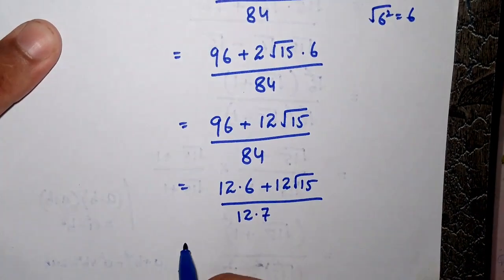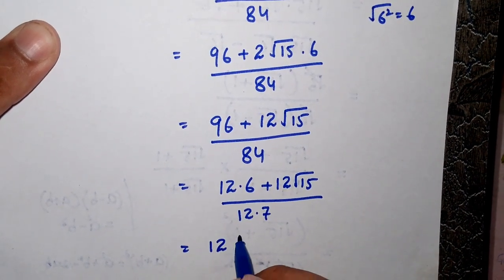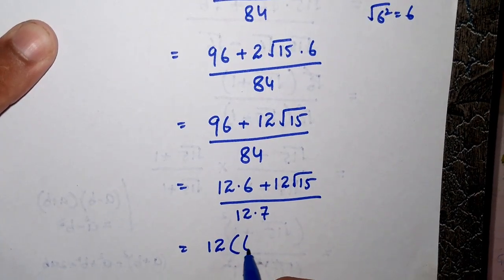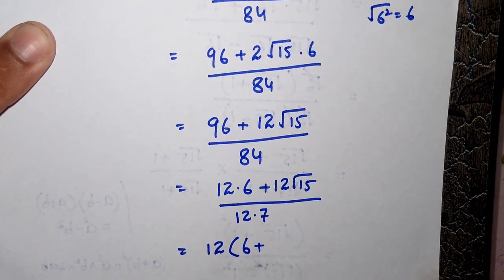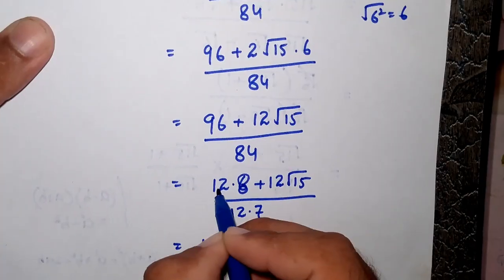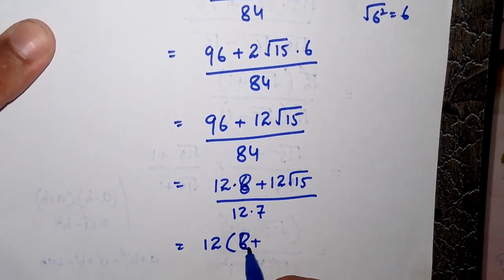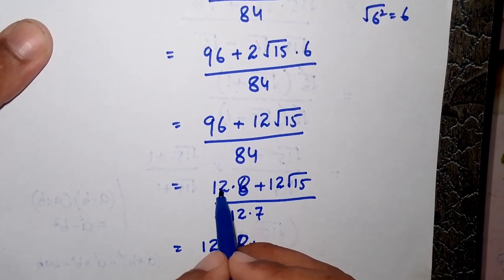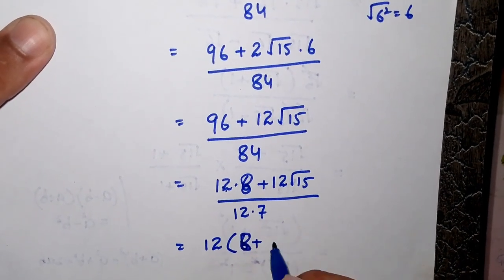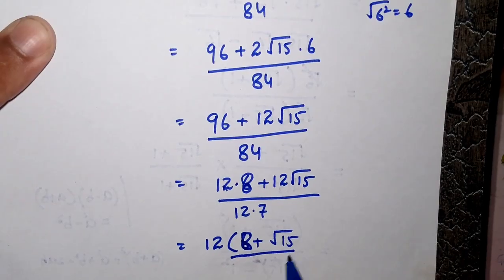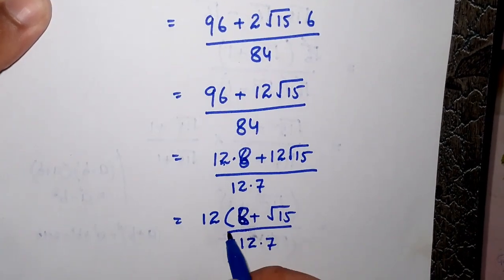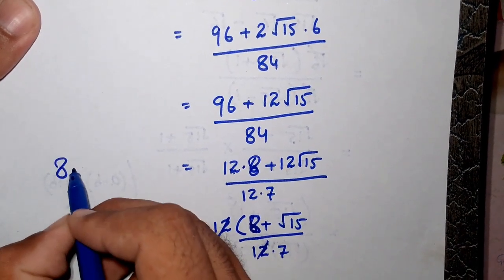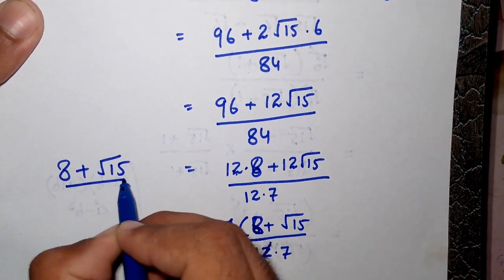Now we have to take 12 common, so here taking 12 common, here 8, because 12 times 8 is equal to 96, not 6. 8 plus square root of 15 over 12 times 7. So here this 12 cancels with this 12. So here the final answer is 8 plus square root of 15 over 7.